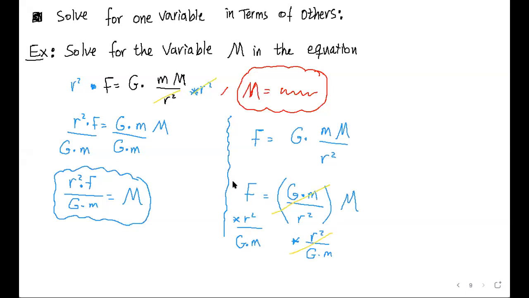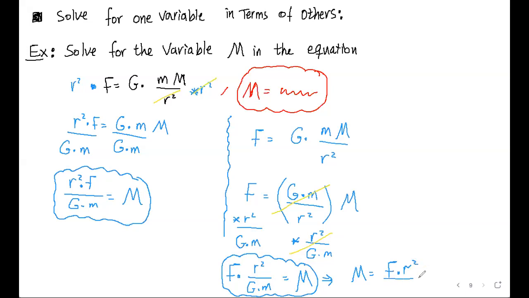Then I get F times r squared over G times small m, and this is equal to capital M. And this is similar to this answer. Or in other words, I can say capital M equal F times r squared over G times small m. Okay? Any questions so far?